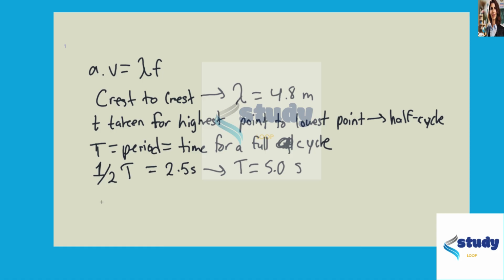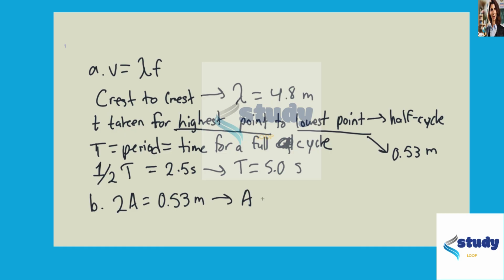And then it's asking us to find amplitude. So amplitude, it's saying the boat is bobbing up and down, and from the highest point to the lowest point, not only does it take 2.5 seconds, but it's also a distance of 0.53 meters, which means that the amplitude is going to be equal to half this. So this would be your answer for part B.